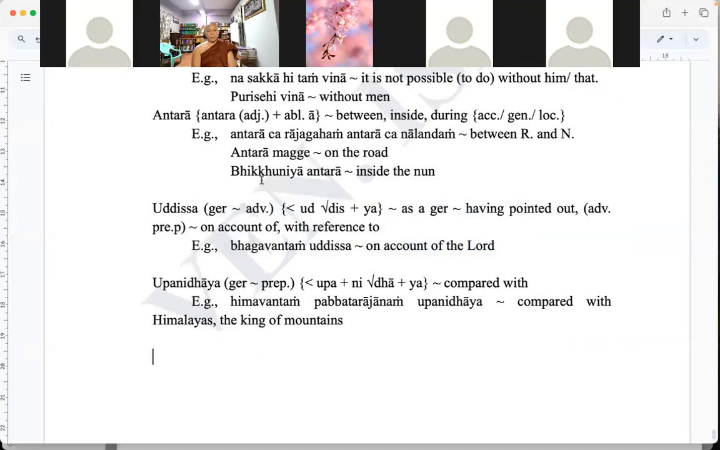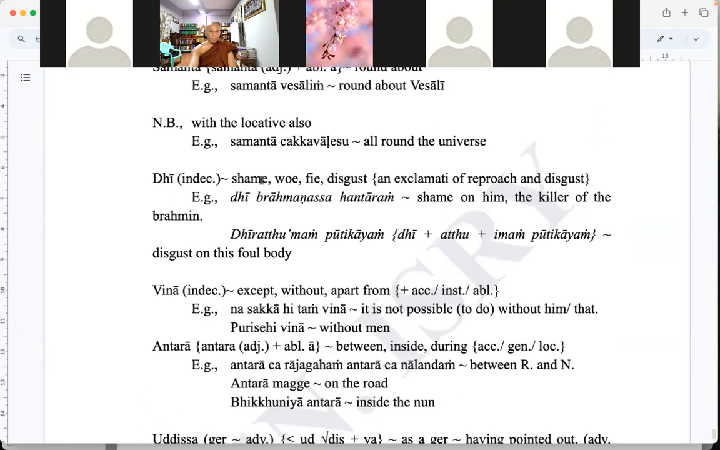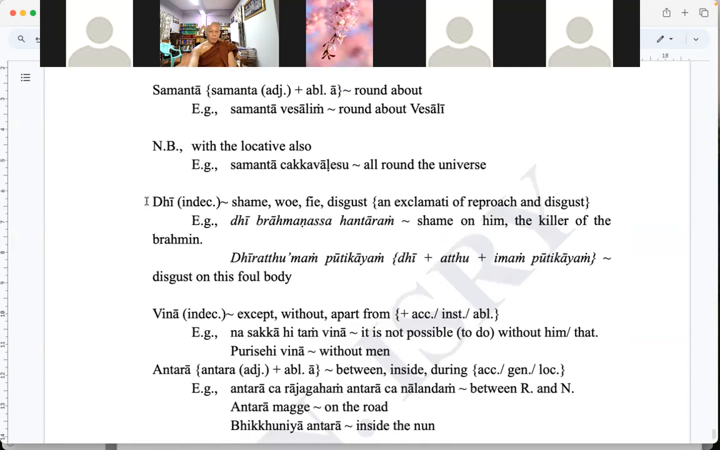Okay, Damodara. Bhante, can you please go to the prefix, D-H-I-D? You have a spelling mistake, some exclamation. I think you missed the O and N exclamation. Oh, thank you.